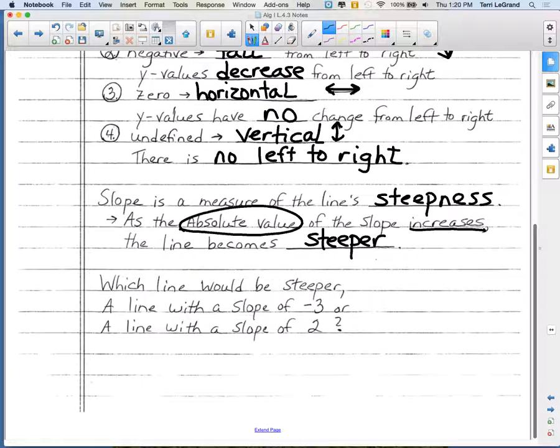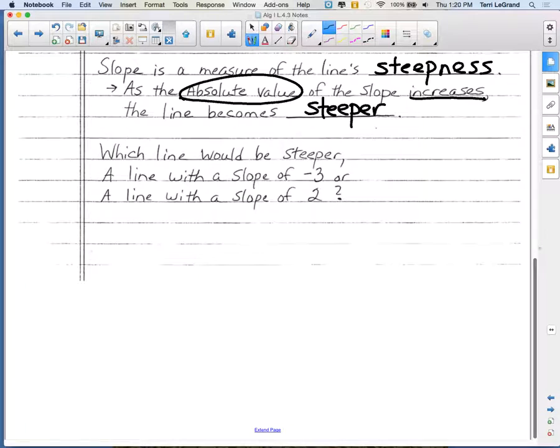So now, you go ahead and answer that question, which line would be steeper? A line with a slope of -3 or a line with a slope of 2? First of all, let's talk about their behaviors. What would a line that has a slope of -3, what would its behavior be on the graph? Would it rise, fall, be horizontal? It would fall because it is a negative slope. How about slope of +2? What would that do? That one would rise. Okay, so that's their behaviors.